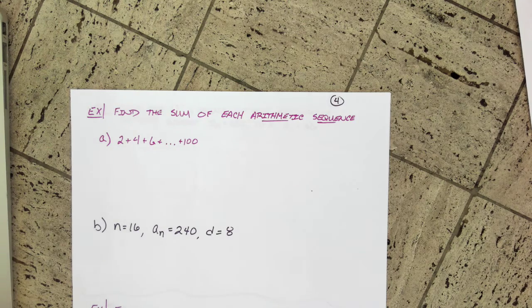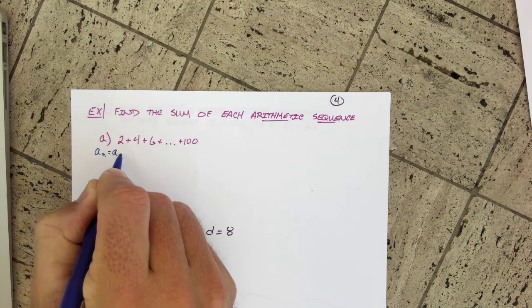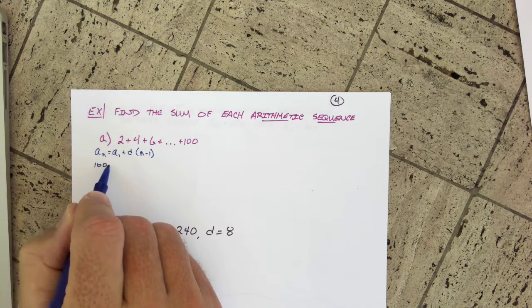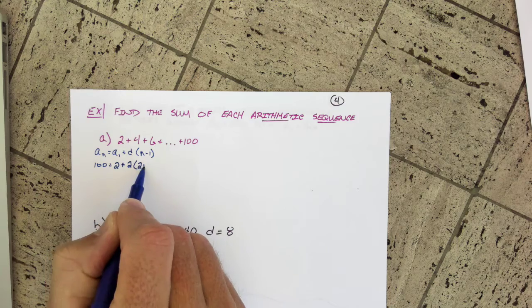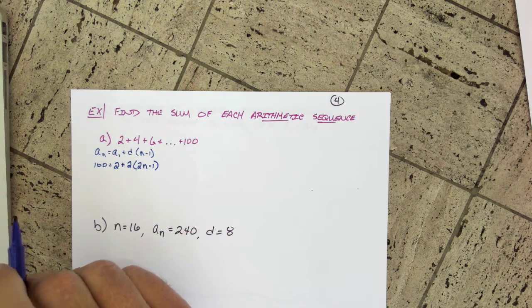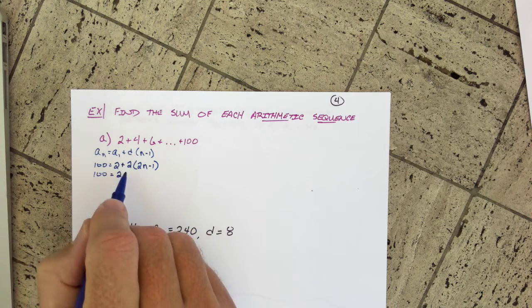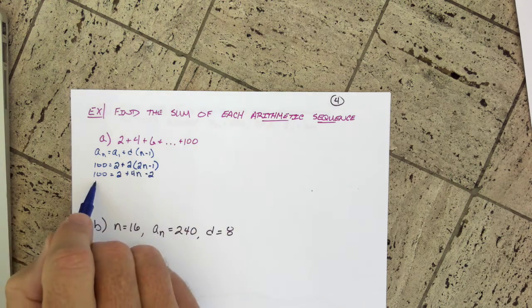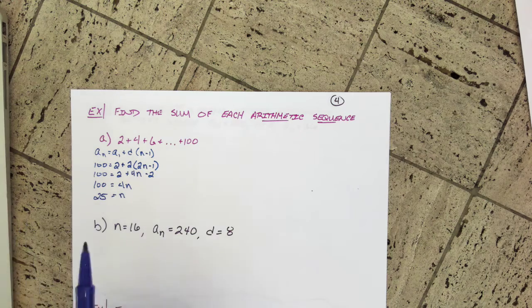We've got this next one. So let's figure out what we have using a sub n equals a sub 1 plus d times n minus 1. We've got to find n. So what do we got? 100 equals 2 plus 2 times the quantity of 2n minus 1. As we're doing our work, coincidentally, we got another 25 as we do this.